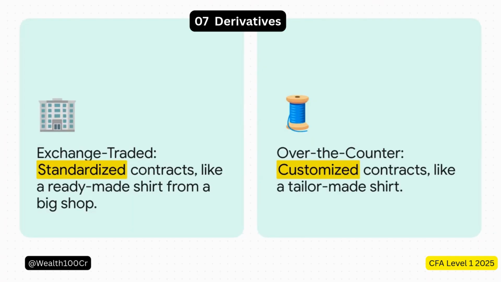You can go to a big store and buy a ready-made one. It comes in standard sizes: small, medium, large. Everyone gets the same kind of shirt. Or you can go to your local tailor. He will take your measurements and stitch a shirt that is made just for you. The two markets for derivatives are exactly like this. One is like the ready-made shirt, and the other is like the tailor-made one.